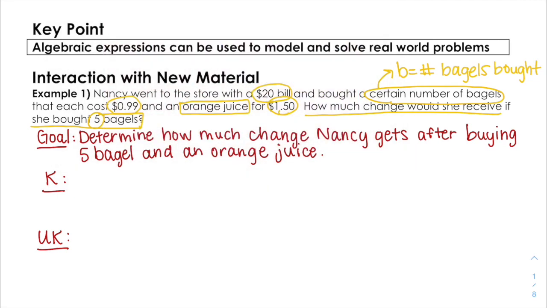Okay, so I already have written down what our goal is. Our goal is to determine how much change Nancy is going to get after buying 5 bagels and an orange juice. So what are the things that we know? That's where we look back at our text and look at how we marked it up. Okay, we know that she has $20 to start. So Nancy has $20. Okay, we also know that bagels cost 99 cents.